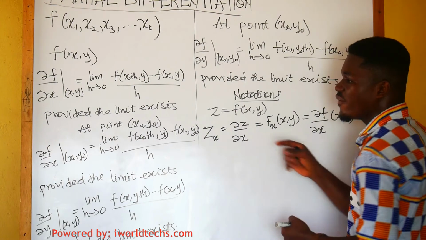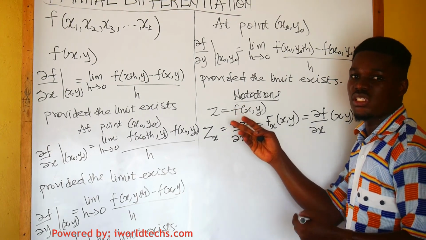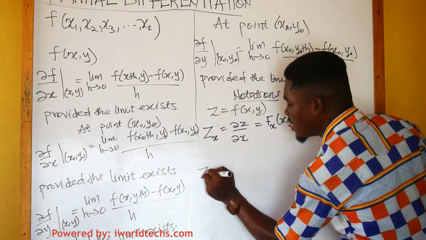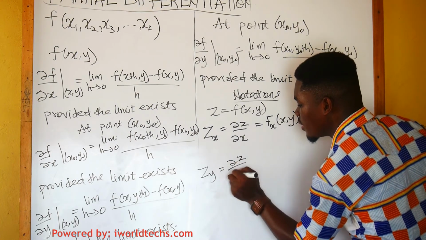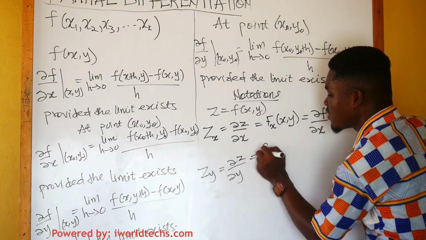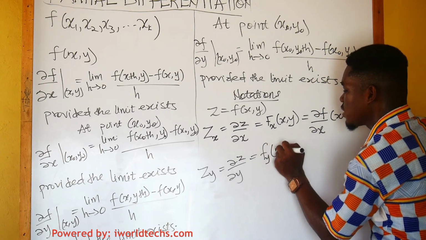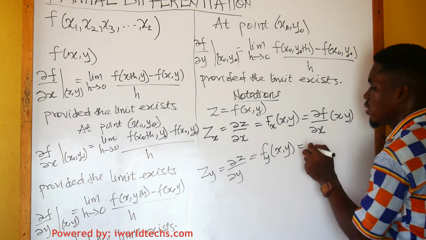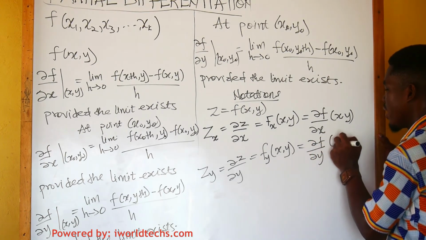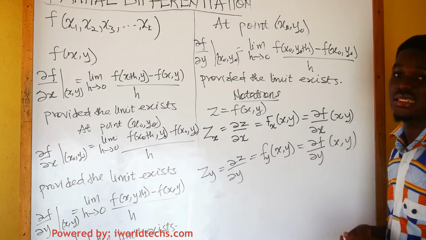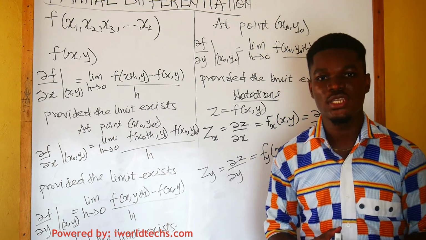Similarly, the partial derivative of z with respect to y is given by z subscript y, del z del y, and is the same as f subscript y of (x, y), and is the same as del f del y of (x, y). Okay, so these are some of the basic notations.